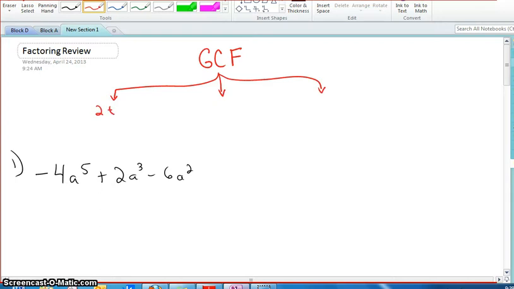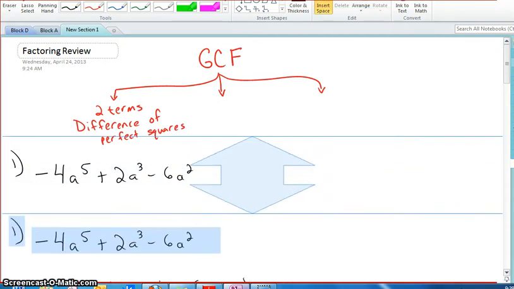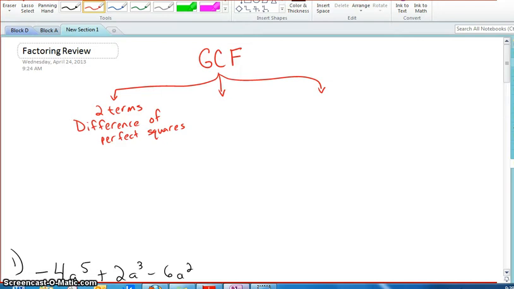If there are two terms, you want to know, is it a difference of perfect squares? So a reminder what that looks like. Difference of perfect squares would be something like x squared minus 9. I know this is a perfect square, and I know this is a perfect square. And it's being subtracted, so it's a difference. And that factors as x minus 3, x plus 3.